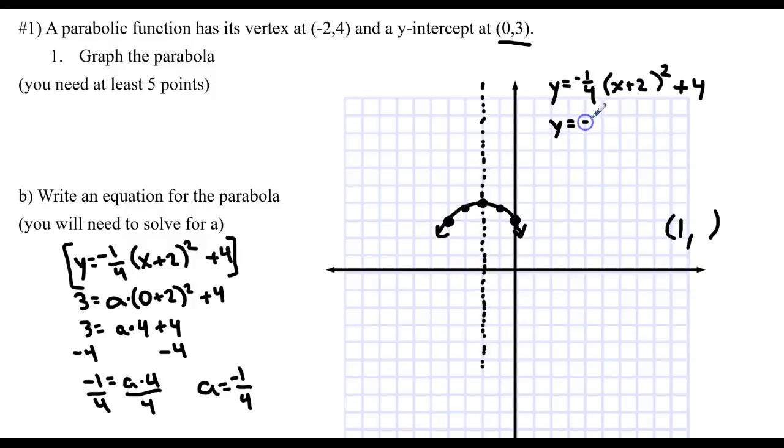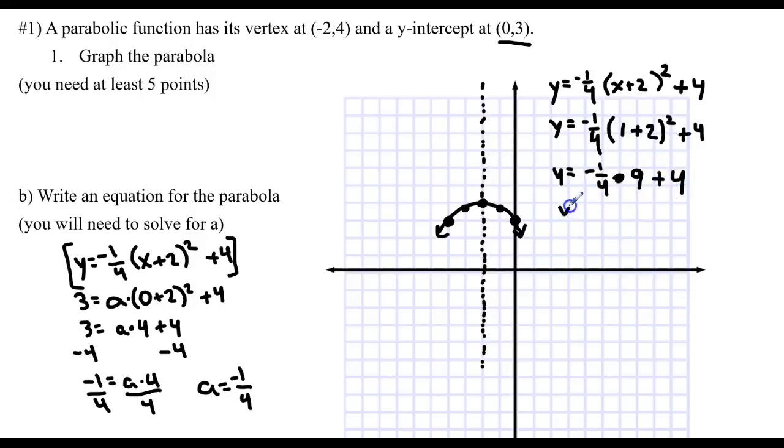So we get y equals negative a fourth times (1 plus 2) squared plus 4. I can already tell this is not going to be very nice numbers. So 1 plus 2 is 3, 3 squared is 9. Negative a fourth times 9 plus 4. Negative a fourth times 9 is negative 9 fourths. I know I need a common denominator, so 4 is really 16 fourths.